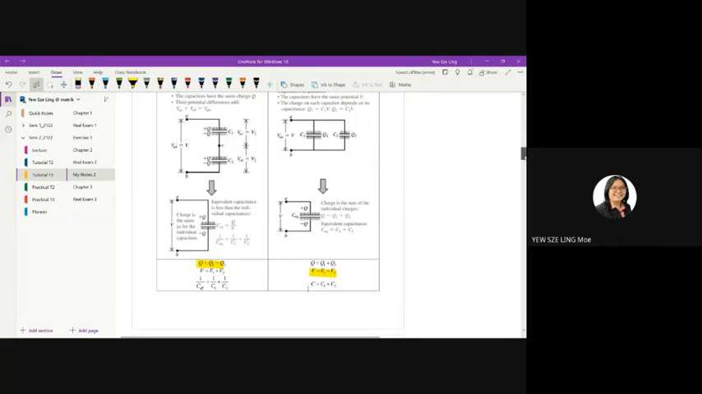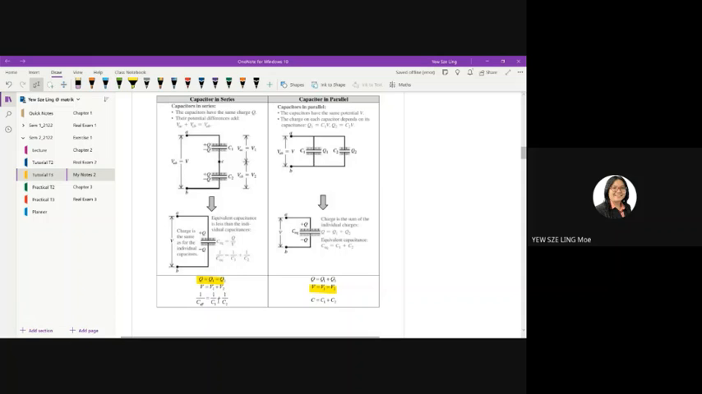And then you have the equations: 1 over C effective equals 1 over C1 plus 1 over C2 for capacitors in series, and C equals C1 plus C2 for capacitors in parallel. Now for these two equations, you have to be careful, okay, because it's the opposite to the one for a resistor. For resistor, I'm just going to mention it a bit.